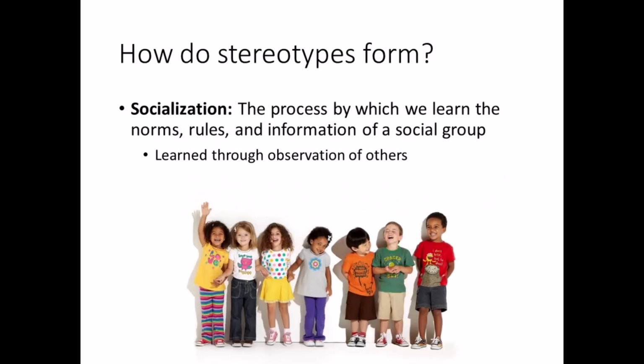Yet another relevant process is socialization, which is how we learn the norms, rules, and information of a culture or group. When you first start working for a company, for example, you may attend some kind of new employee orientation. This program is designed to teach you about the organization's culture. Through this process, we learn about the stereotypes and prejudices held by members of our ingroup and those held by members of the outgroup. How do we learn these beliefs?